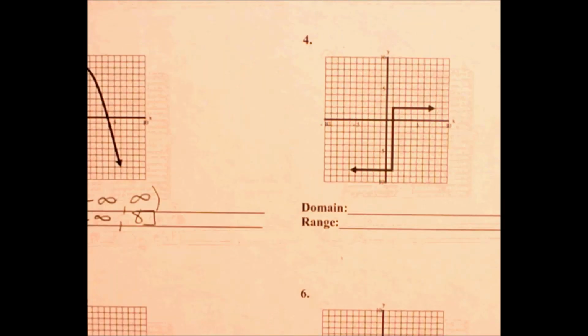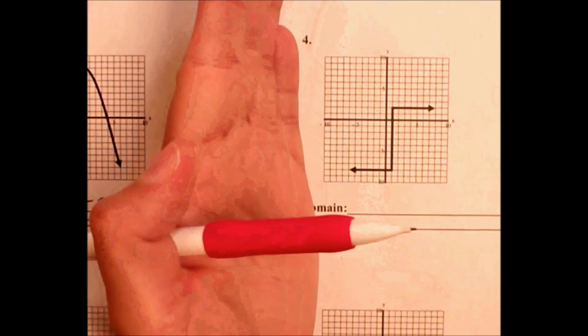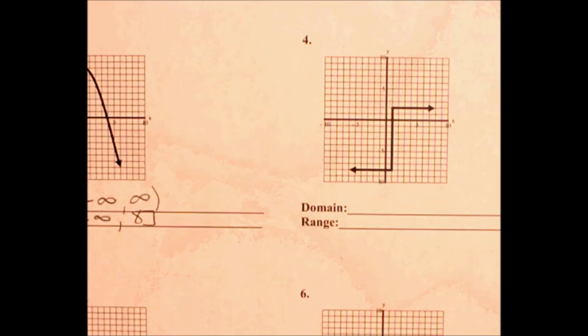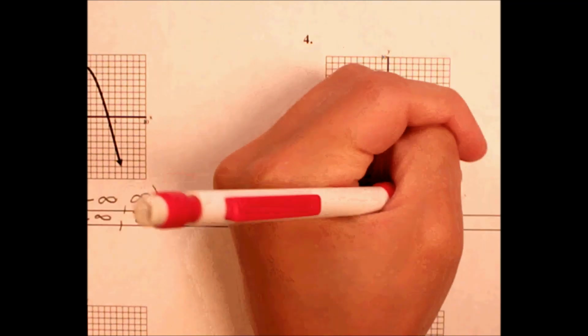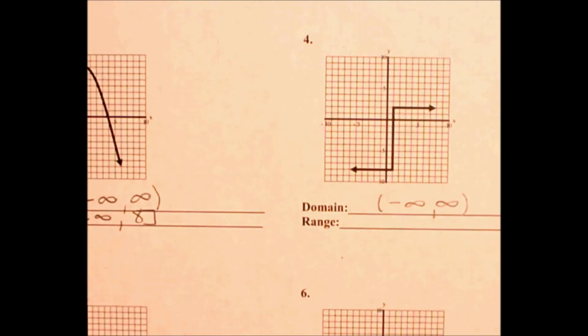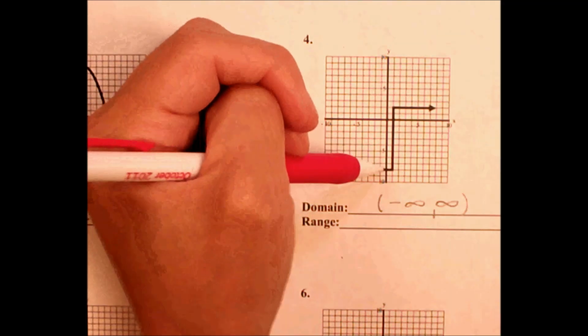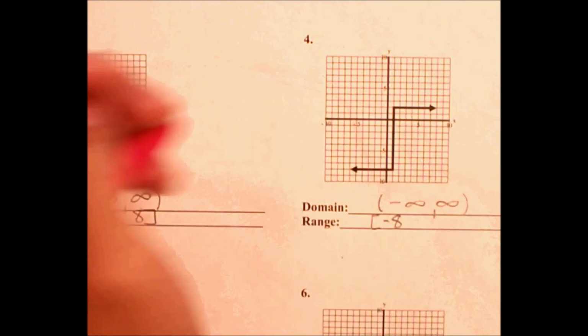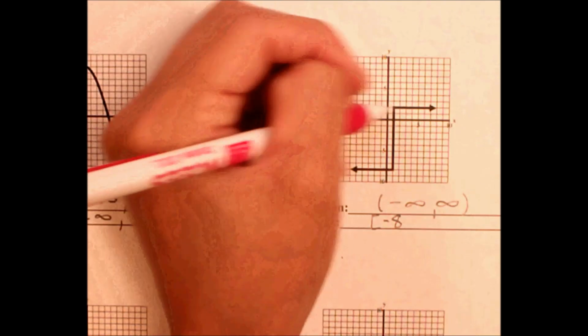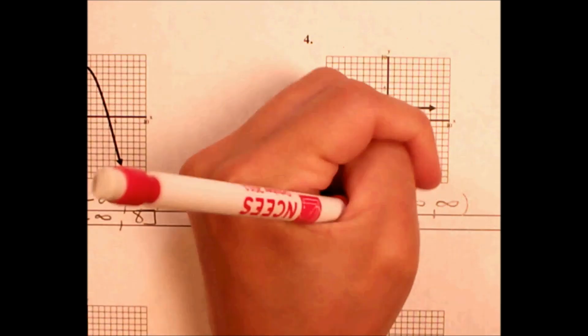Number 4, we don't know where it starts on the left, and we don't know where it ends on the right. So it's going to be parentheses, negative infinity to infinity. Now going from bottom to top, it starts at -8, bracket, because we know exactly where it starts. And it's going to stop at 2, bracket, because we know where it stops.